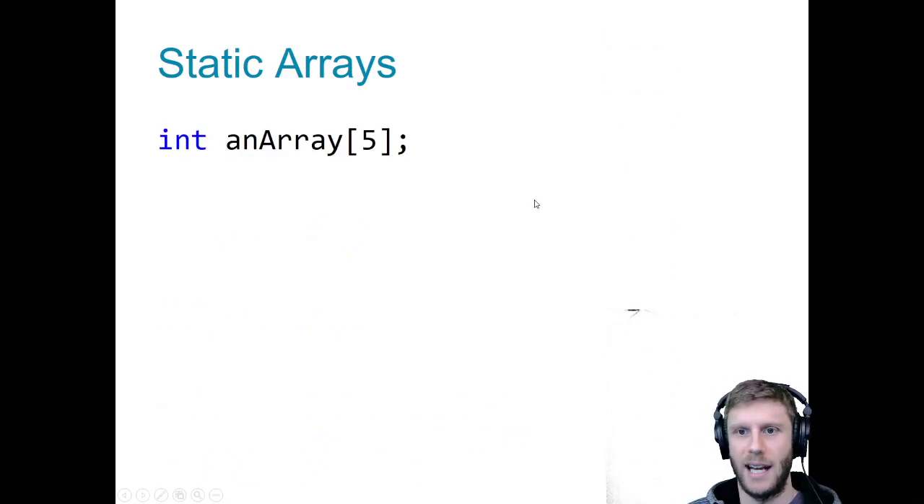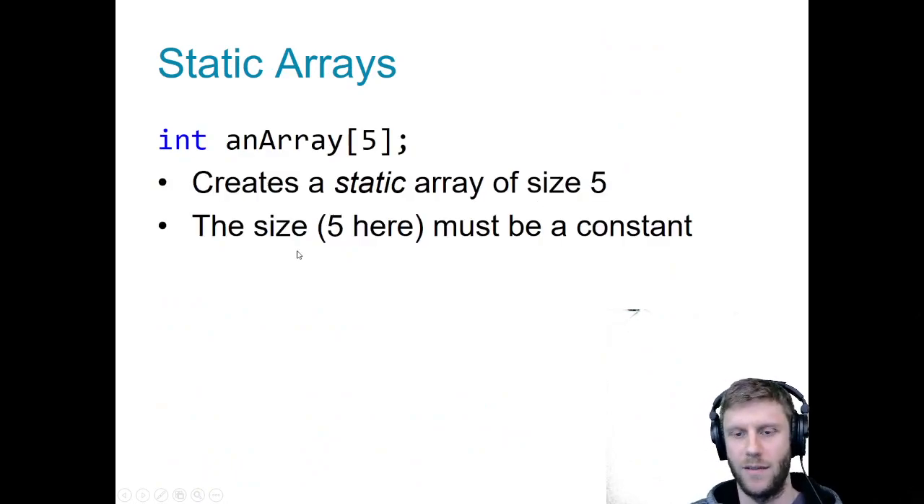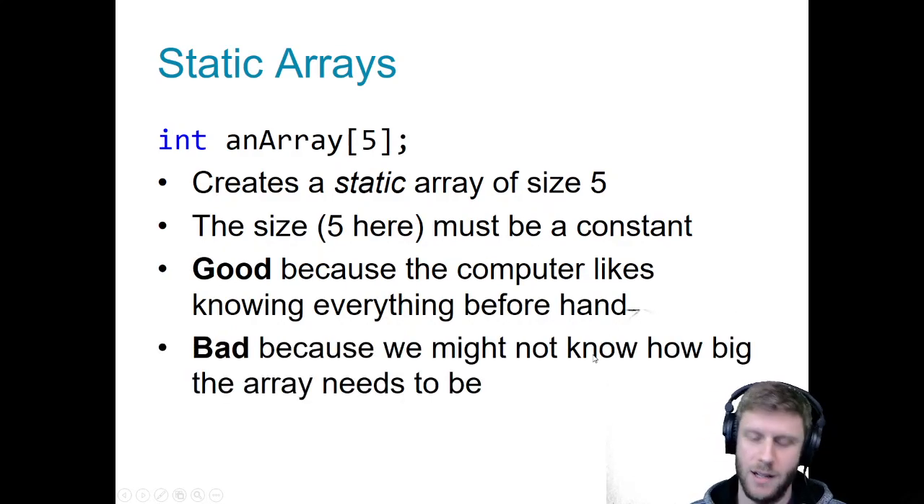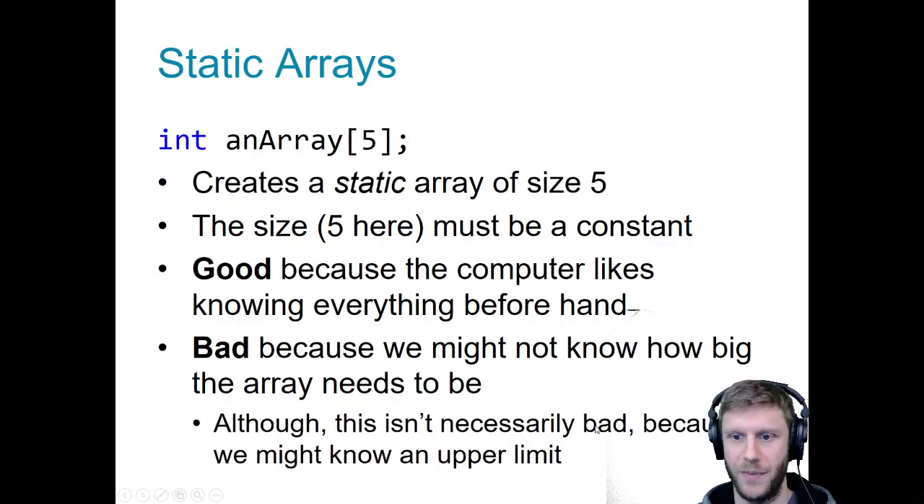We did that. Static arrays. Create a static array of size 5. The size 5 here must be constant. Good, because the computer likes knowing everything beforehand, and bad because we might not know how big the array needs to be beforehand. Although this isn't necessarily bad because we might know an upper limit. This was an example, like if you were in lab yesterday, we talked about it a little bit, how we might know that no more than 10 numbers will be added. So I can make a static array of size 10 and use 4 of them and just, sure, there's 6 wasted cells, but whatever.